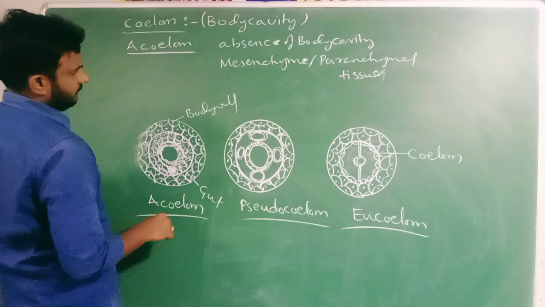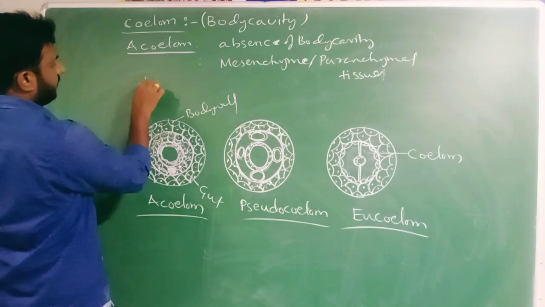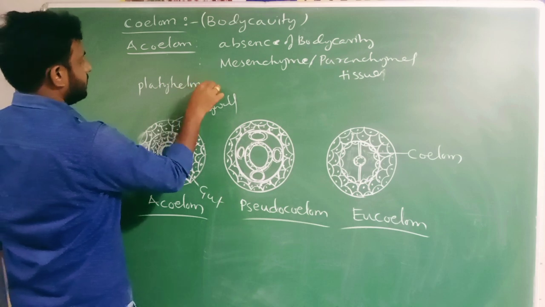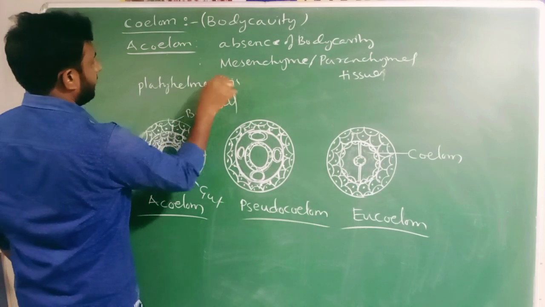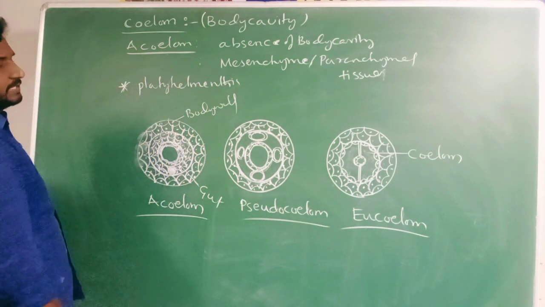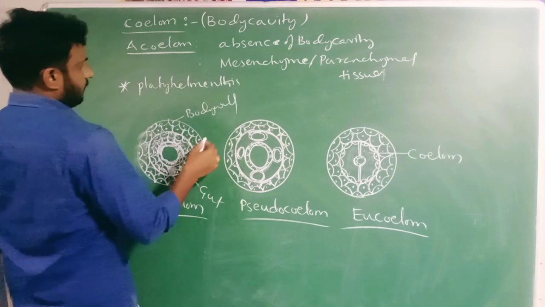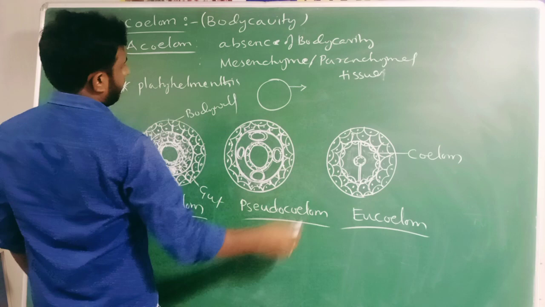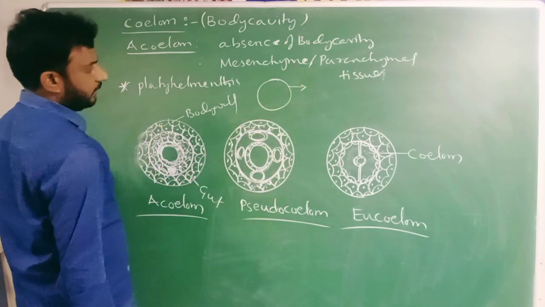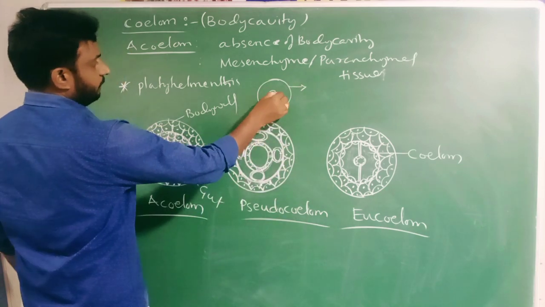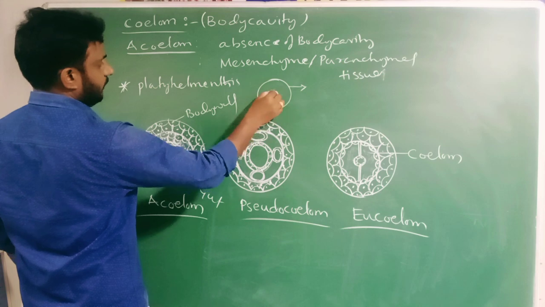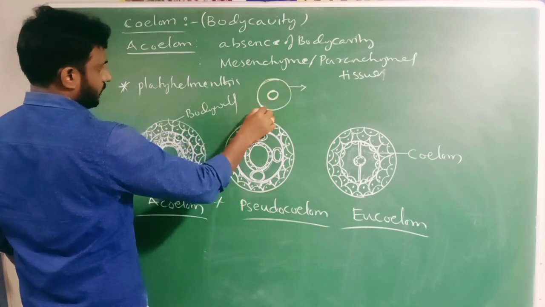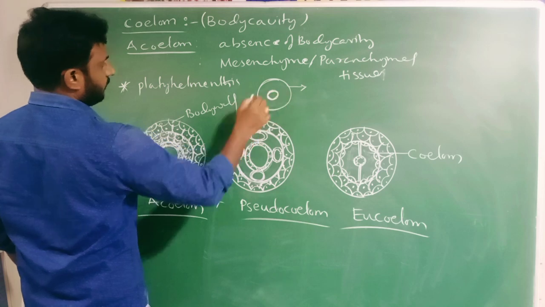Here, acoelomates example, platyhelminthes, which are triploblastic animals. The first triploblastic animals, three primary germ layers. Outer layer is called ectoderm. Ectoderm gives rise into the epidermis or the body wall. Endoderm gives rise into the lining of the gut.